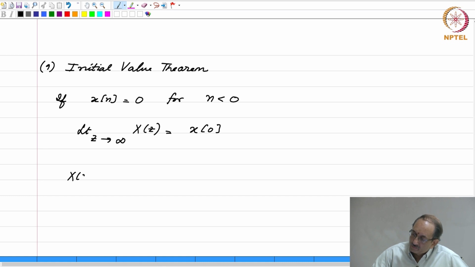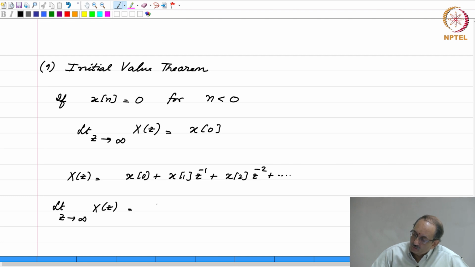So, this is x of 0, x of 1, z to the minus 1 and so on. And now, if you take the limit, the only term that will survive is x of 0, because these terms will all vanish when you put z equal to infinity.